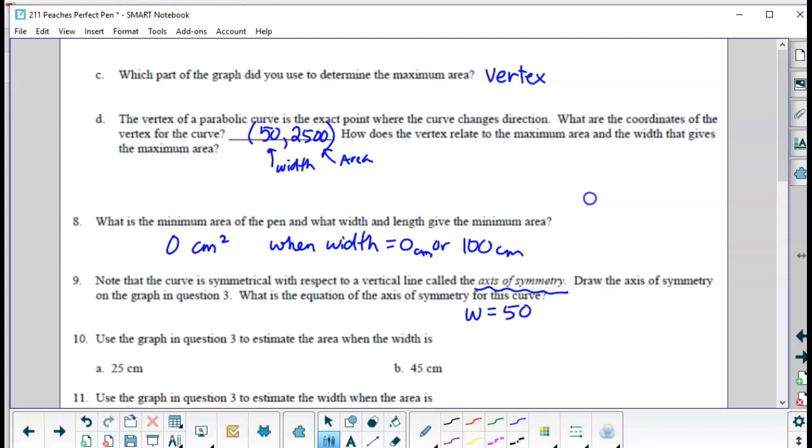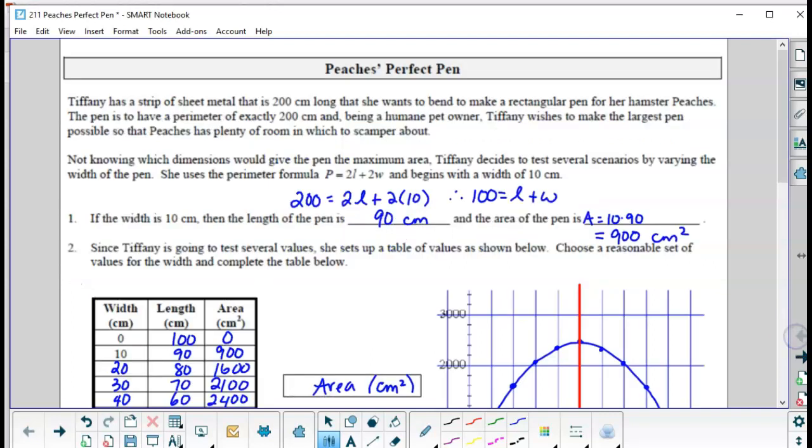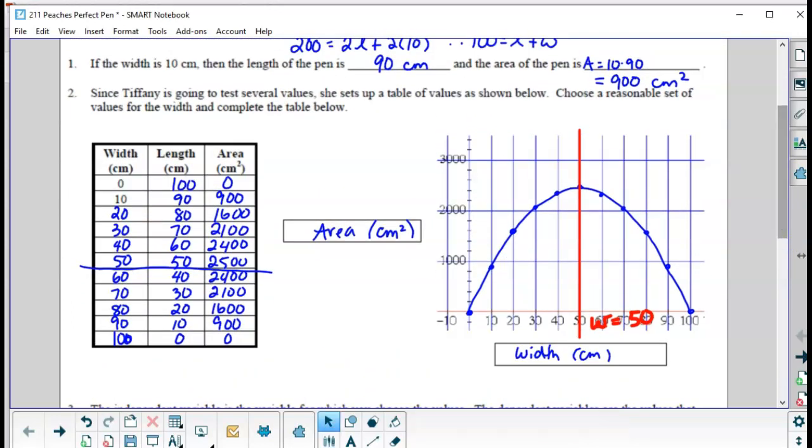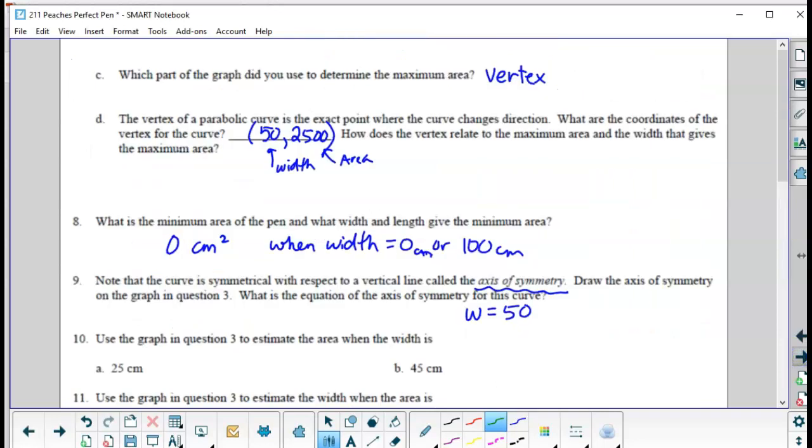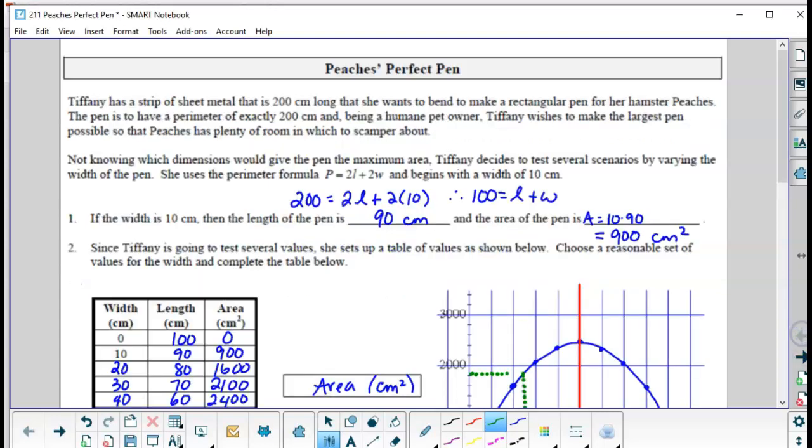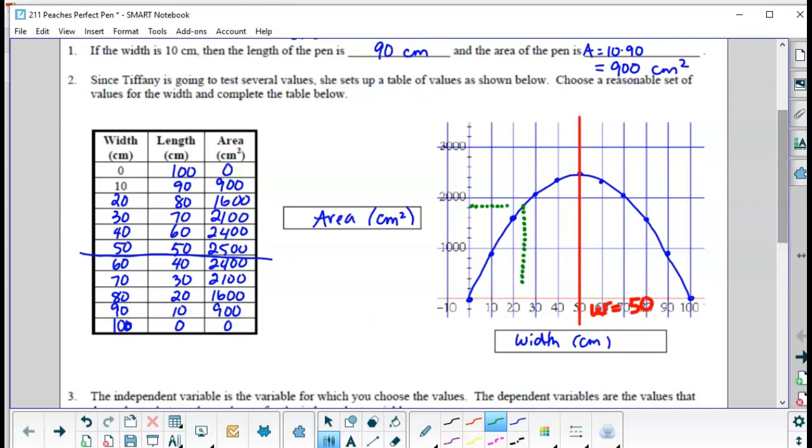Use the graph in question 3 to estimate the area when the width is 25. So go back to your graph. I'm going to use green. Width is 25, so you want to go up to your graph and then across. So looks to be a little bit more than 1800, so maybe 1850. And these are just estimates, right? So I'm not being terribly accurate. And then 45. So that is slightly above 2400, so maybe 2450.